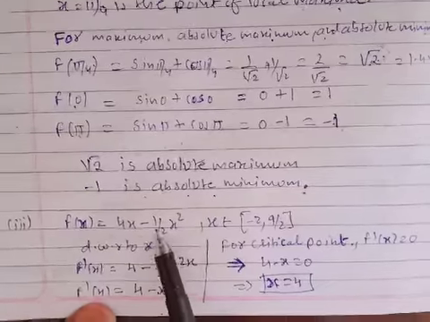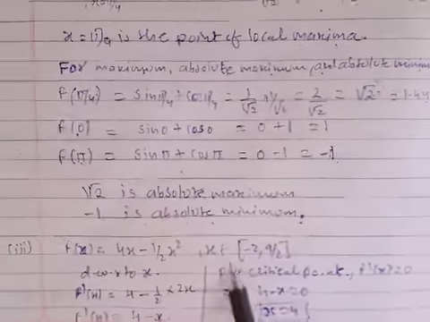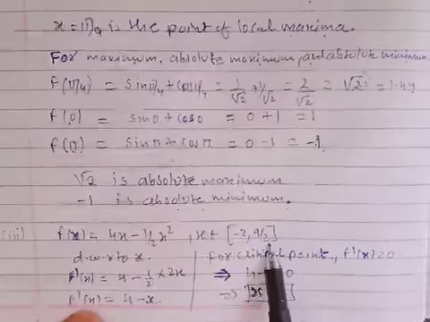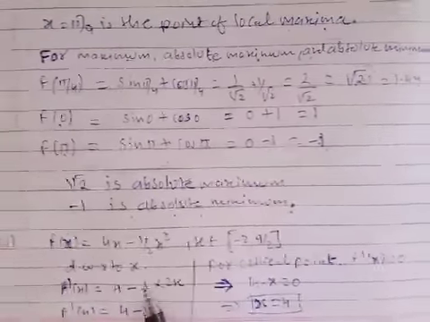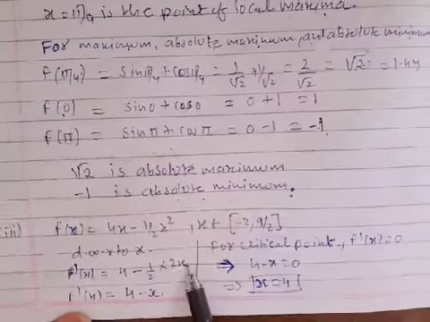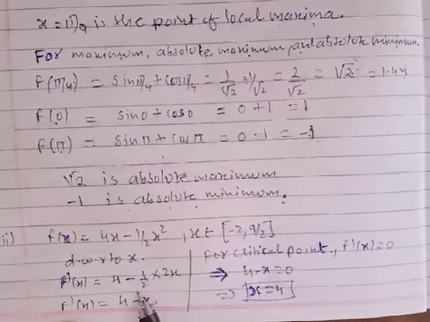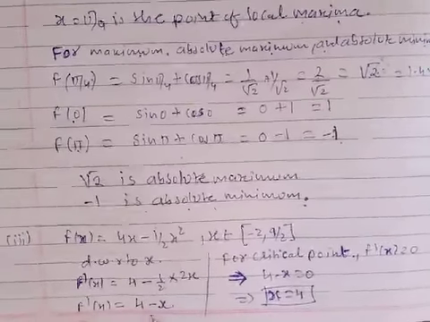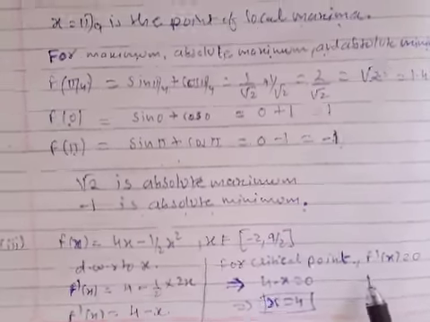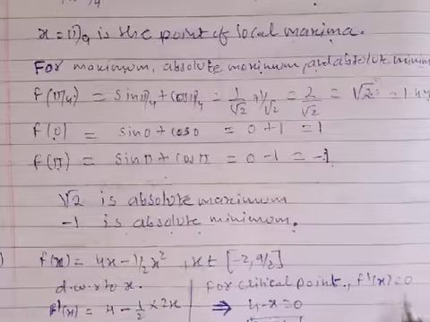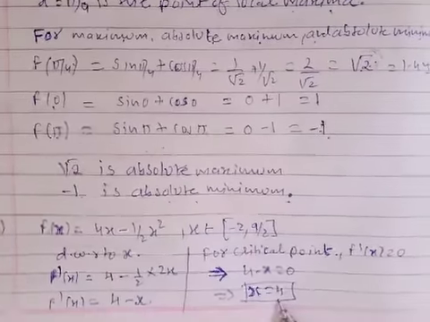Okay. f(x) is equal to 4x minus half x square, where x belongs to minus 2 to 9 by 2. Derivative with respect to x, you will get 4 minus half into 2x. So 2 will cancel out, so f dash of x is 4 minus x. For the critical point, we equate f dash of x to 0, so x is equal to 4.